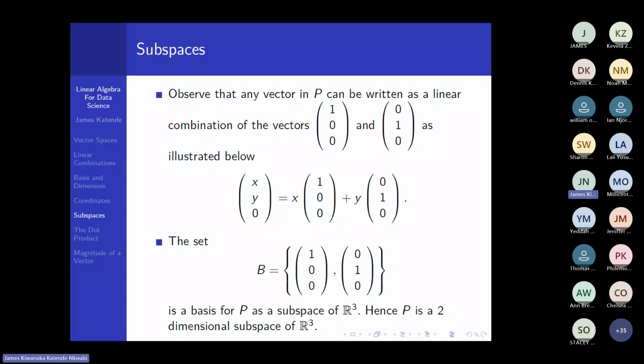So this set spans the P, and therefore we can say that it forms a basis for the subspace P. Remember, a basis must have two properties. It must be linearly independent and must span the vector space you are referring to. In this case, our vector space is P, and it's sitting inside the R3, so it is thought of as a subspace of R3. And it has dimension 2. So this is essentially a plane in R3. This is a plane that passes through the origin.